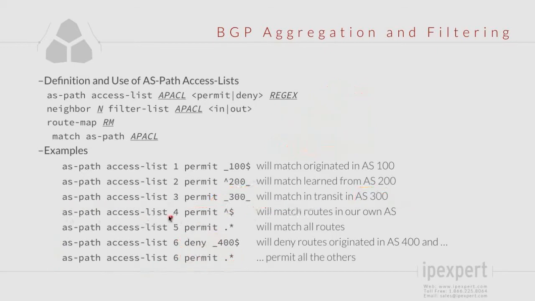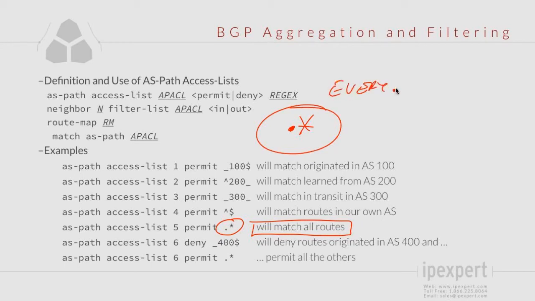The next example is AS path access list number 4, and this one will match routes from our own AS, the empty string. Similarly, a very special case is access list number 5, which looks like this: dot star. Now remember, dot matches any character that may or may not appear or repeat itself. So what is dot star? It matches all routes. It matches everything. In regular expressions, this means everything.